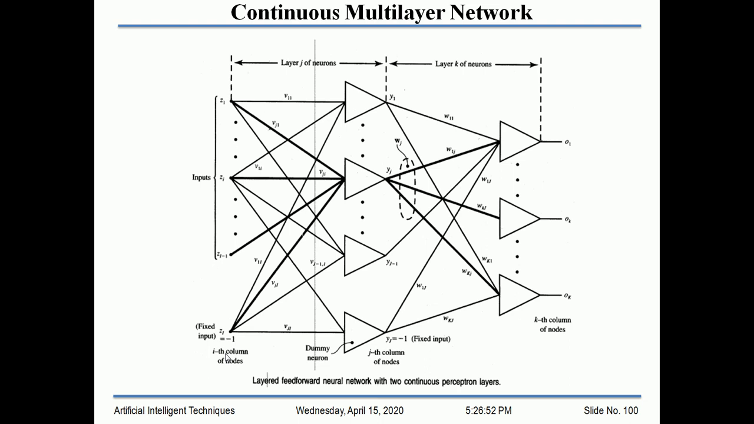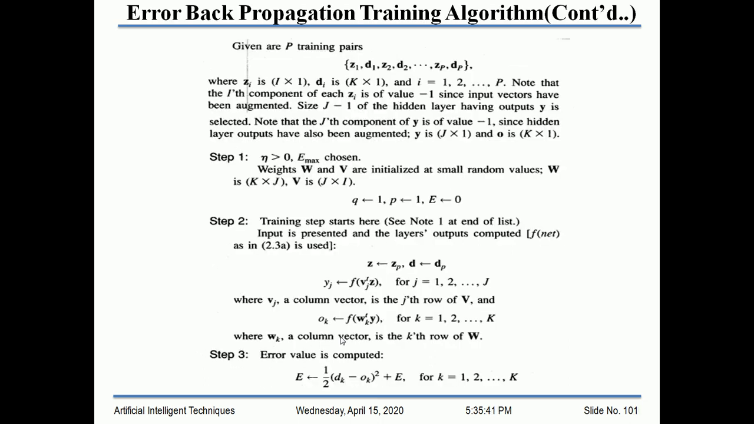The desired output minus the actual output gives you the error. Based on that error, it is being backpropagated in calculating the interconnection weights and in updating the interconnection weights W and V. So this is simply the gist of the error backpropagation training algorithm. Now we'll go into the steps involved in the algorithm.